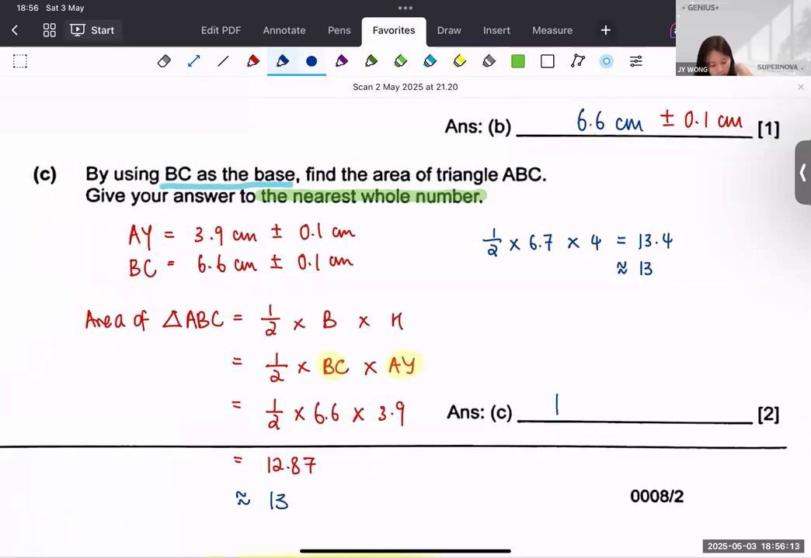So let's move on. Please put the correct units because this is talking about area. So make sure that you have the unit square centimeters.